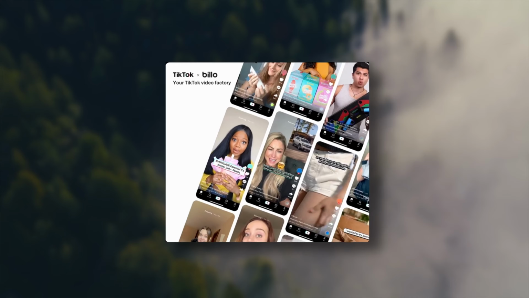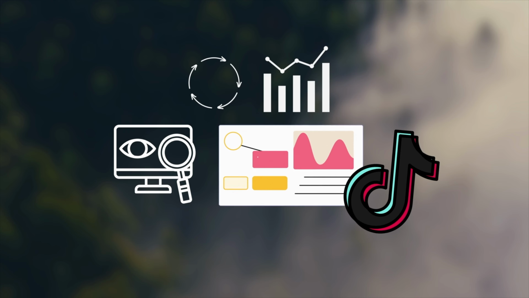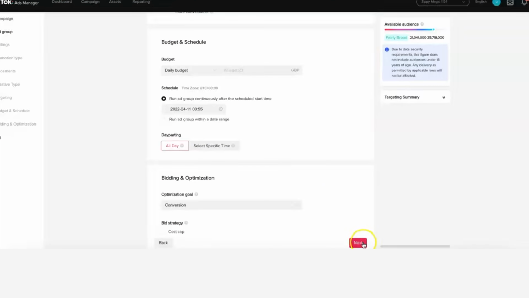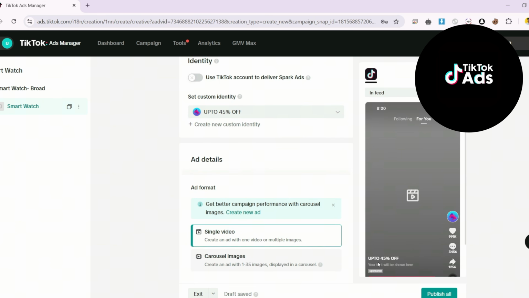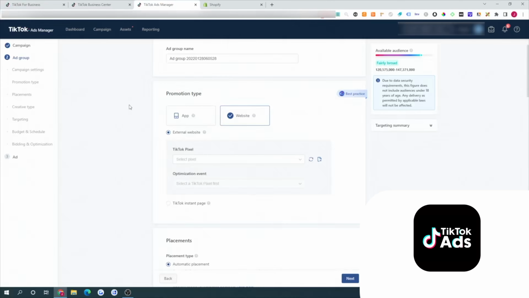If your TikTok ads aren't spending, check in this order: billing issues, budget levels, bid strategy, targeting size, creative quality and volume, pixel firing, and optimization event. Work top to bottom. Don't jump randomly between fixes.